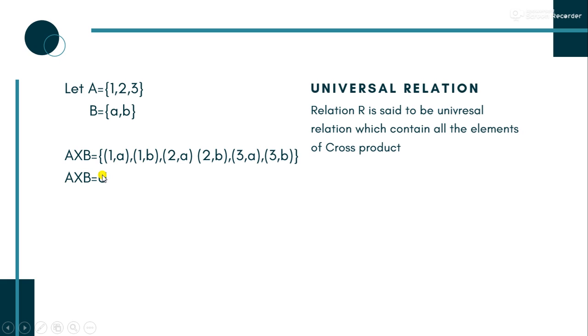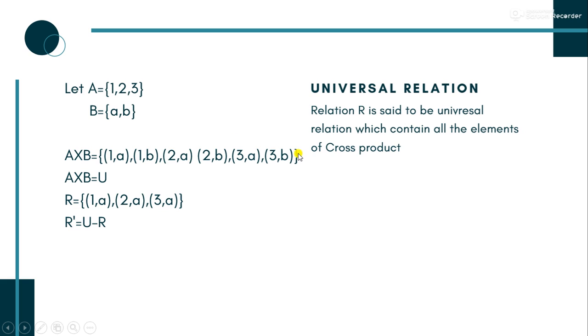Suppose we want to find the complement of a relation, then we need to subtract that relation from the universal set. For example, we have the relation R, which is a subset of A cross B, the cross product. If we want to find the complement of the relation, which is usually denoted using R dash, we need to subtract the relation from the universal set. So U minus R is the complement of that particular relation.